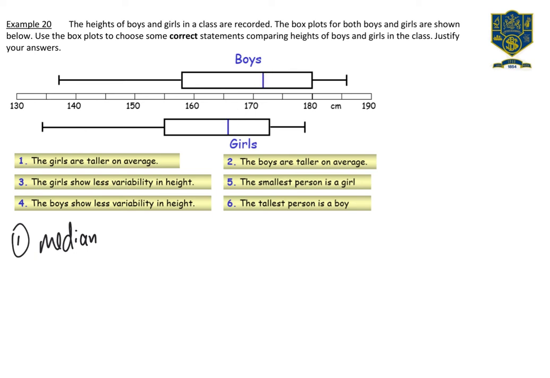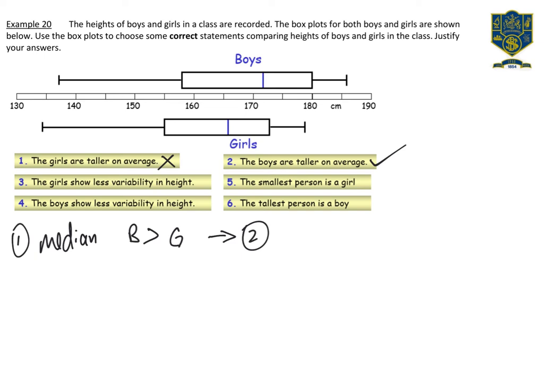In fact, every value of the boys is higher than the girls. So the tallest boy is taller than the tallest girl. The upper quartile for the boys is taller than the upper quartile for the girls. But generally, if we're talking about on average, we're thinking about mean, median, or mode. And the median here we can see for the boys is higher. So the median for the boys is bigger than the girls. So 1 is wrong. If we go to 2, the boys are taller on average. Well, yes, that would imply that 2 is correct for the reasons we've just said. So the boys' median is taller than the girls' median, so on average, they are taller.